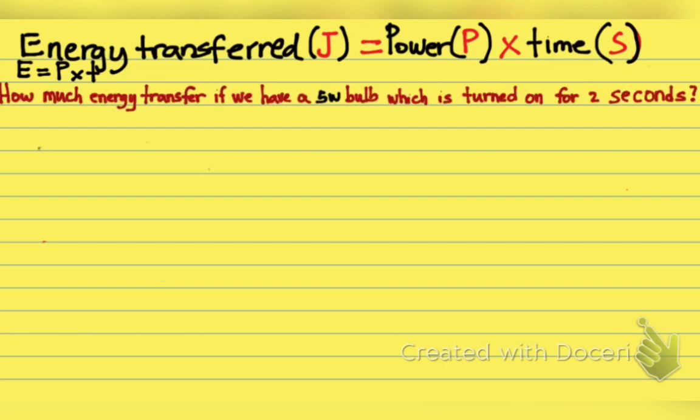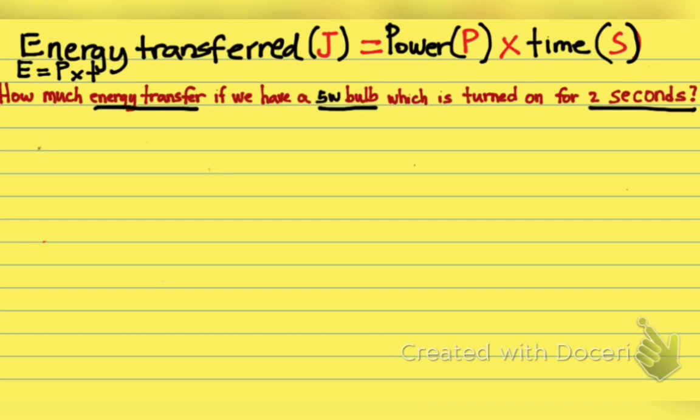How much energy is transferred if we have a 5-watt bulb which is turned on for 2 seconds? The first thing that I am going to do here is underline what the question wants from me. So we are asked for the energy transferred. The next thing is I am going to underline any useful information from the question. So I have here the 5 watts, which is the power, and 2 seconds, which is the time.